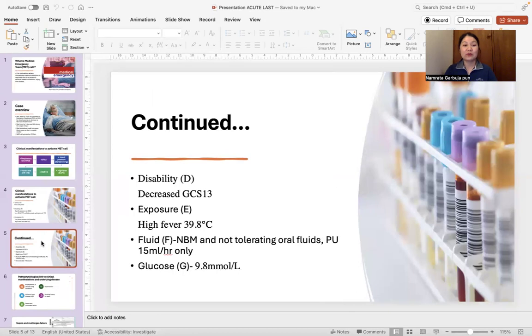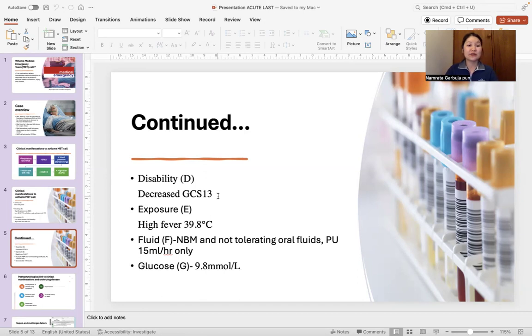Moving to the next slide, let's talk about disability. Her GCS score is 13, which is one of the clinical manifestations to activate a med call. Her mental status is altered because she is a little bit drowsy. It shows that she is confused and disoriented. It is due to systemic inflammation affecting her brain, and also hypoxemia and hypercapnia, which can affect brain function and GCS score. According to her laboratory findings, she has hypercapnia and hypoxemia, which is one of the reasons her GCS is 13.